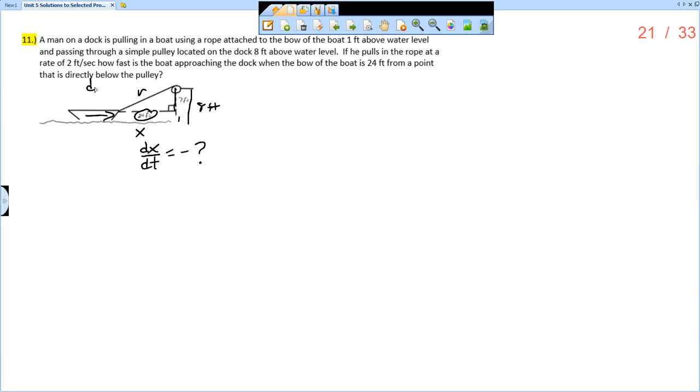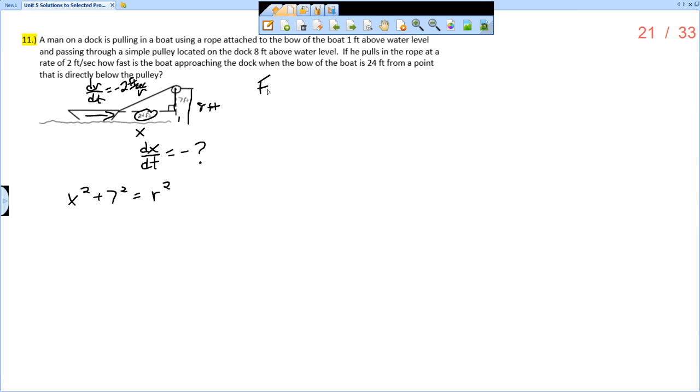r is changing, so there is a dr/dt, which is also a negative value because the length of the rope is decreasing. And you're told that he's pulling the rope in at 2 feet per second. So negative 2 feet per second is dr/dt. Now how are r and x related? Once again, by the Pythagorean theorem, x squared plus 7 squared is equal to r squared.